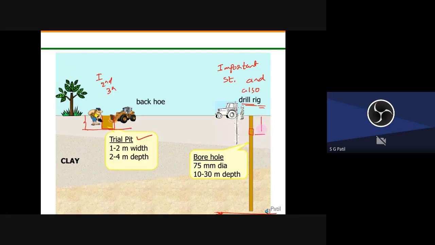This is at a depth of 2 meters. You collect the soil sample, take it to the lab, and then perform tests. What are the tests? Maybe some CU analysis, or some direct shear test, or some UCS or triaxial. Many different tests are there.